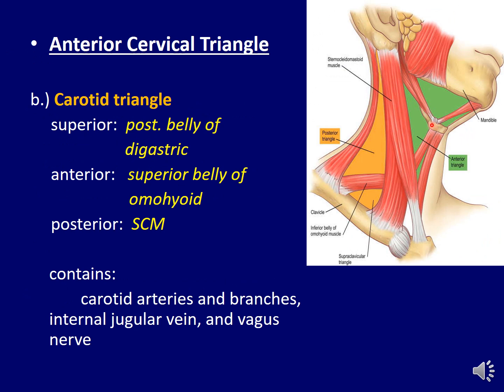The carotid triangle, this one, this is the carotid triangle, is bounded superiorly by the posterior belly of digastric, anteriorly by the superior belly of omohyoid, this is the superior belly of omohyoid, and the inferior belly of omohyoid, and posteriorly by the sternocleidomastoid muscle. And it contains the carotid arteries and branches, internal jugular vein, and vagus nerve.